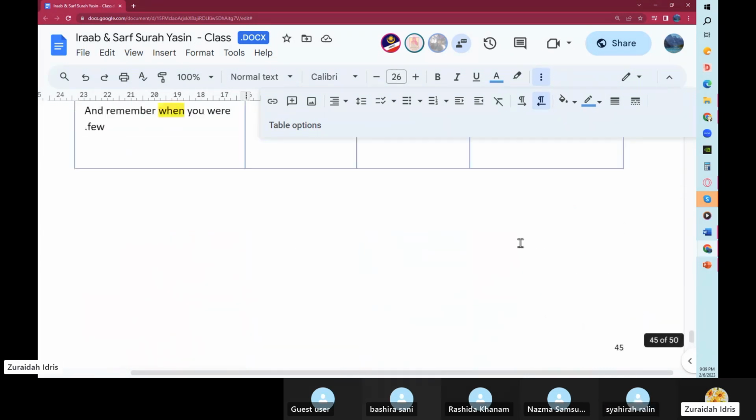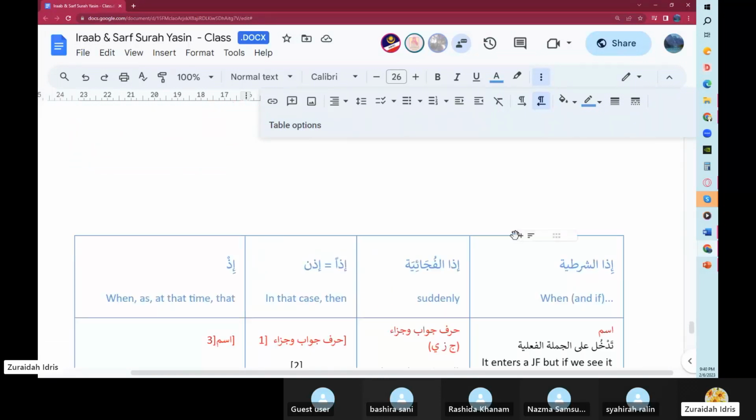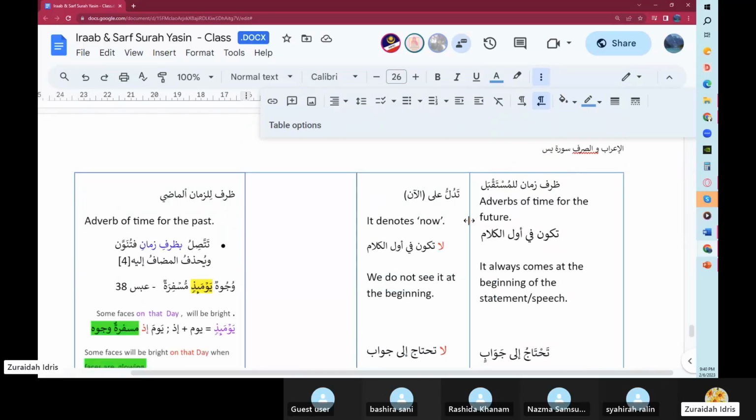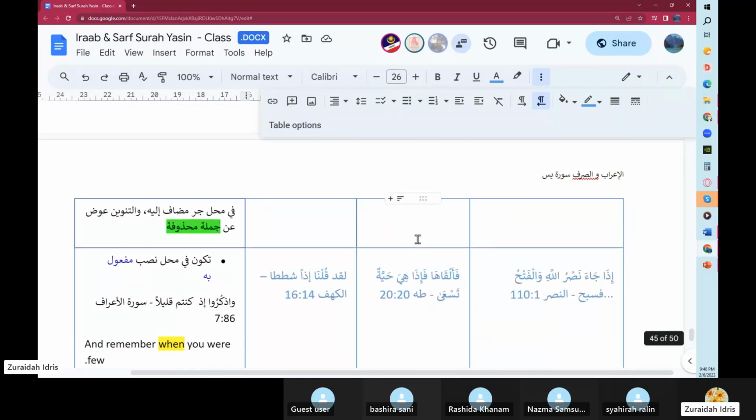Now, this other Iza, on the other hand, is a harf. It's not an isim, it's a harf. And it doesn't come at the beginning of a sentence, and it doesn't mean future, it means now. And it doesn't need an answer because it's not shartiyah. Like shartiyah, there's a condition, so you need a jawabu shart. But in this case, no, there is no jawabu shart. This is just to say that, suddenly it turned into a snake.